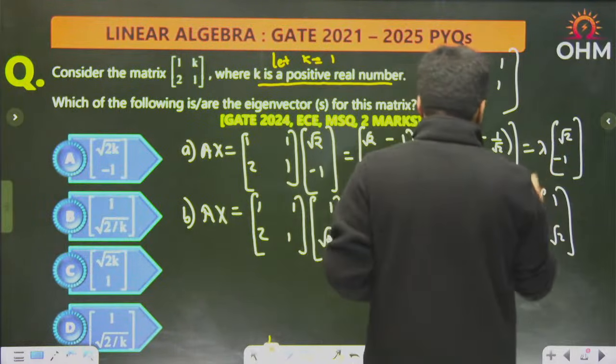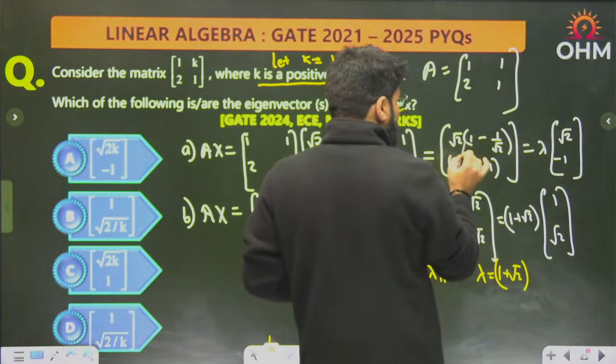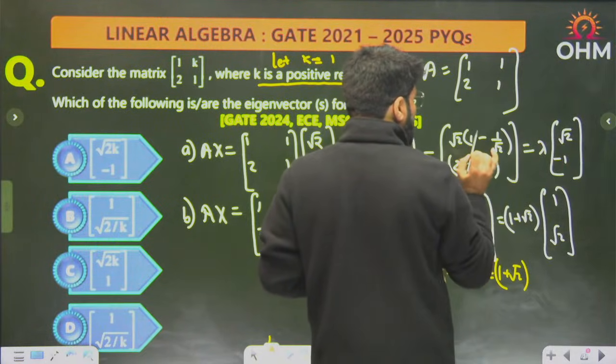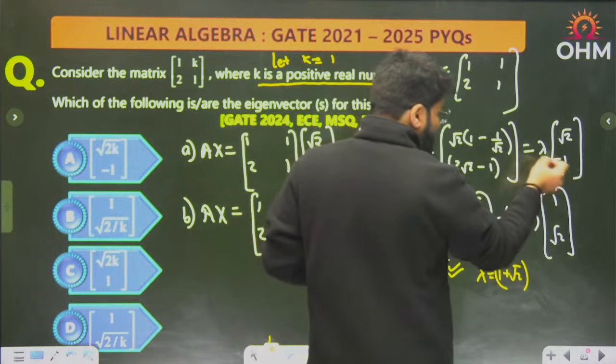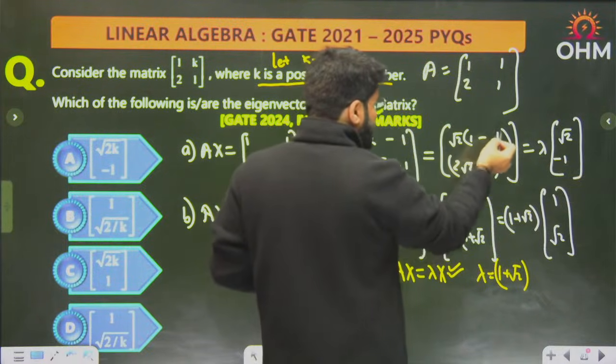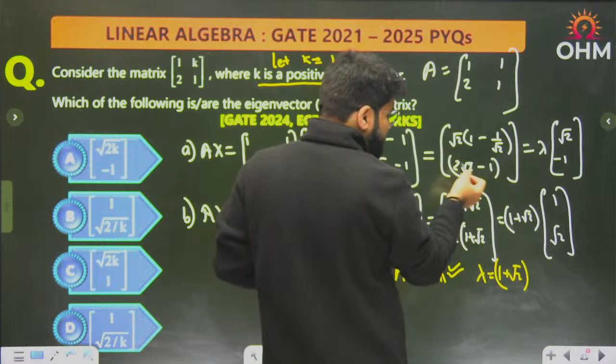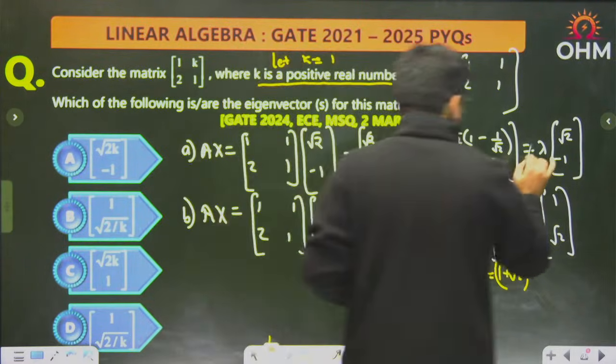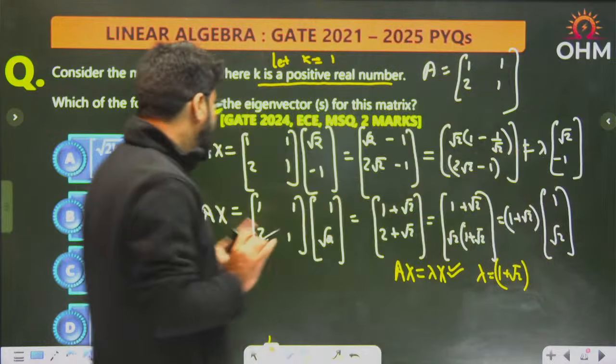Now see, I'll tell you why A is not correct, because I already took root 2 outside. So if this equation has to match, lambda should be 1 minus 1 by root 2. But if lambda is 1 minus 1 by root 2, this should be minus lambda, so minus 1 plus 1 by root 2, which is not 2 root 2. So that is why option A is not correct. That is the thing I wanted to check. A is not correct, B is correct.